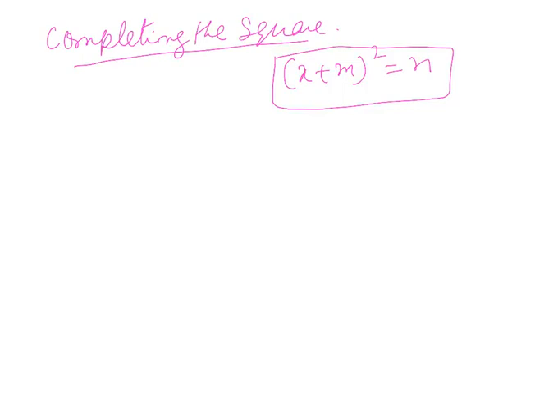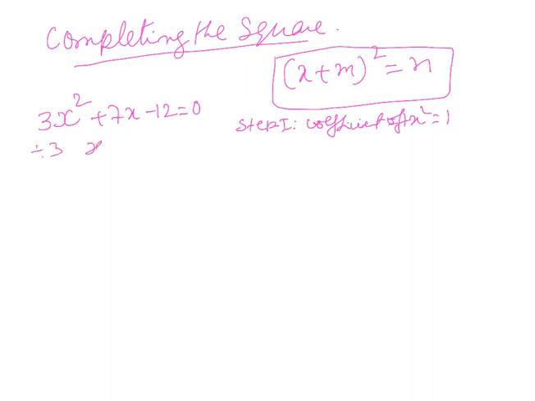Let me take an example so it's easy to understand. 3x squared plus 7x minus 12 is equal to 0. There are several steps involved. My first step is to make the coefficient of x squared equal to 1. That is, I divide by 3. That is x squared plus 7 over 3 x minus 4 is equal to 0.